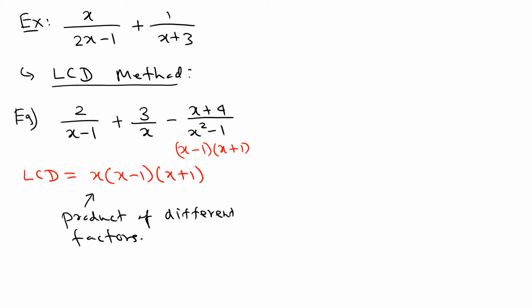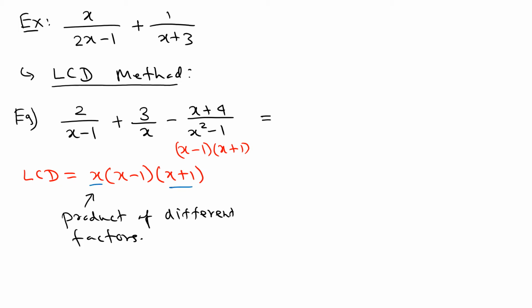So when you have the product of different factors, you're going to create the LCD. Now what we're going to do is multiply each expression. We compare the denominator with the LCD and multiply by the missing terms. For example, if you look at the first one, the denominator is x minus 1. So what is missing is x and x plus 1. Those two are the missing ones.